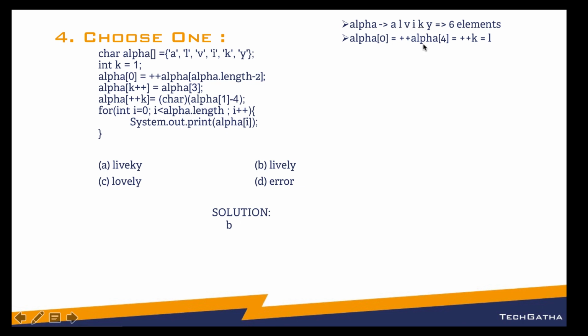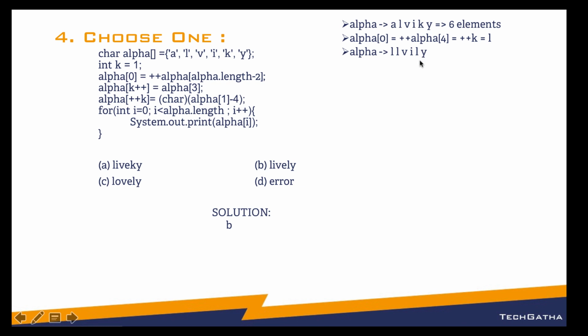Increments the value of K by 1. So that is plus plus, so it becomes L. Assigns a value at 0, that is L. At the same time, it also modifies the value at index 4 because it's a post increment operator and increment operators work on the operands directly. So value at 0 is L and value at 4, that is in place of K, is also L.